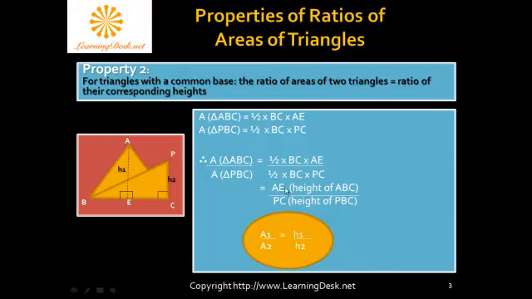And as we have seen, AE is nothing but the height H1, and PC is nothing but the height H2 of the second triangle, which both of them have a common base. Hence the area of triangle 1 over area of triangle 2 is equal to height 1 over height 2, the corresponding heights. So if you have a common base, then the ratio is the same as the corresponding heights. Okay, that's pretty simple. Let's go to the next one.